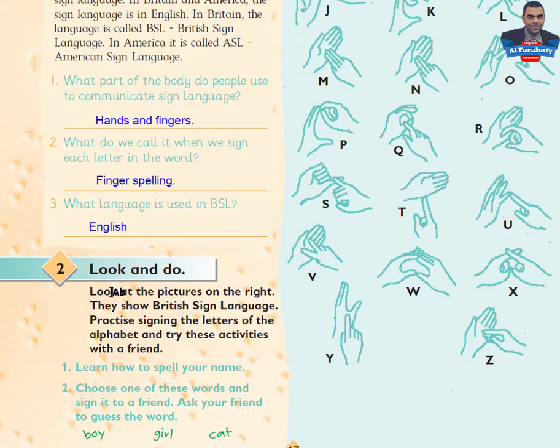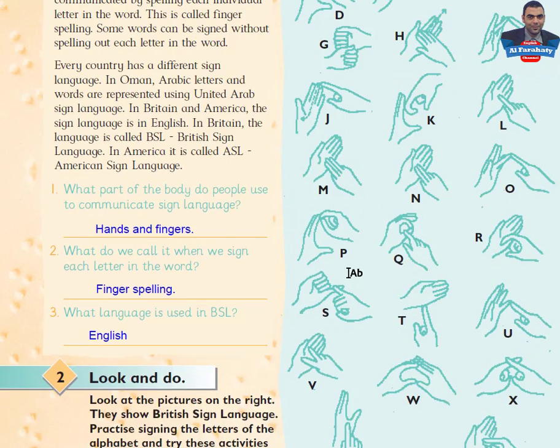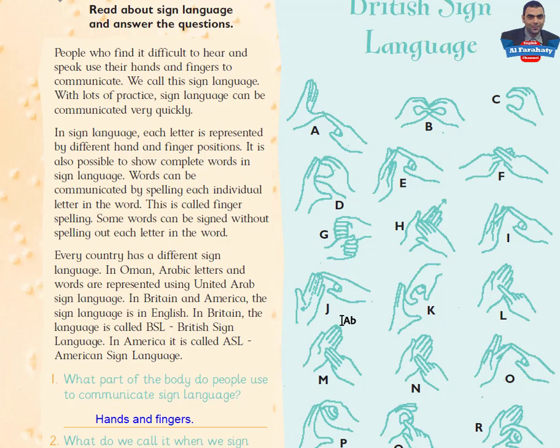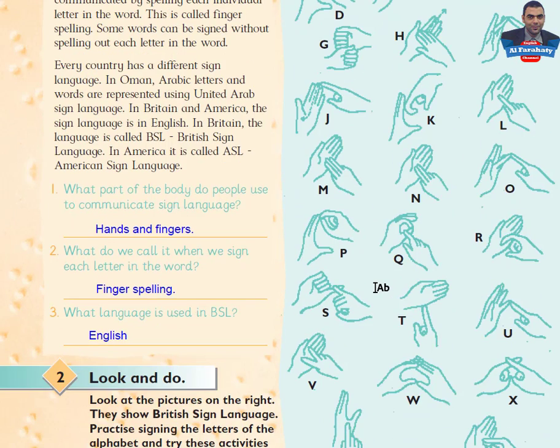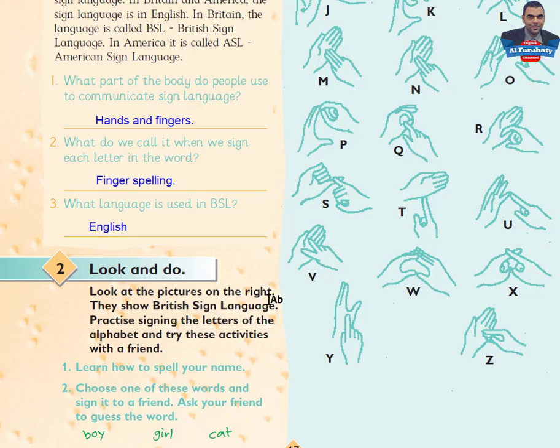Activity 2. Look and do. Look at the pictures on the right. They show British Sign Language. Yeah, look here. These are the letters, the British Sign Language. Practice signing the letters of the alphabet and try these activities with a friend. 1. Learn how to spell your name. Try to spell your name using fingers and hands.